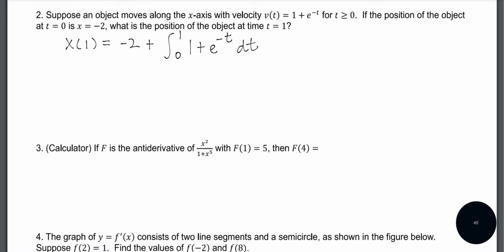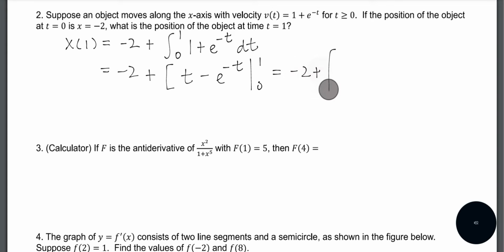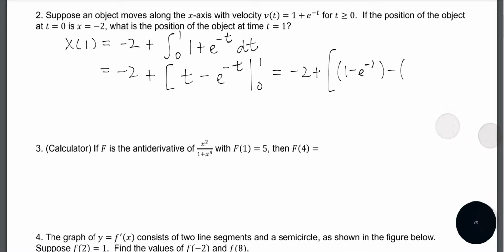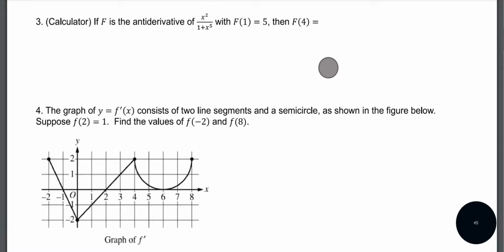Then I'm going to anti-differentiate, plug in the bounds of integration, and subtract. So -2 plus, when I plug in 1, I'd get 1 minus e to the -1. When I plug in 0, I'd get 0 minus 1. This could be simplified or it could be left the way it is. I'm just going to leave it the way it is.